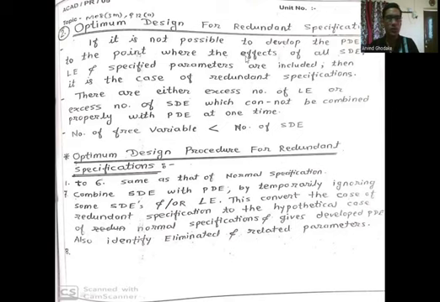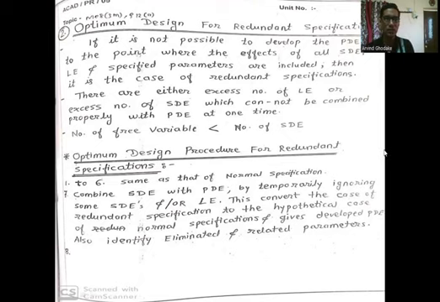If it is not possible to develop the primary design equation to the point where the effect of all the secondary or subsidiary design equation and limit equation and specified parameters are included, then it is the case of redundant specification. Means whenever there is a limitation, or if we are not able to develop the primary design equation, or there is a limitation for a secondary or subsidiary design equation and a limit equation, and if specified parameters are included, then there is a need to go for the redundant specifications.